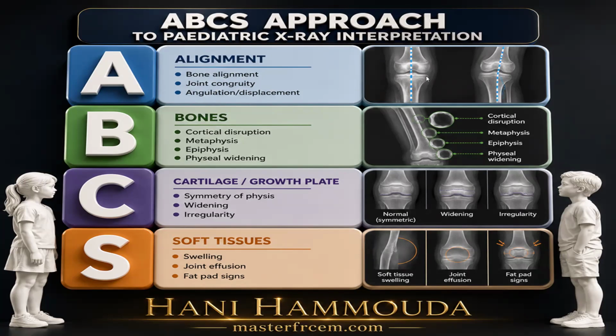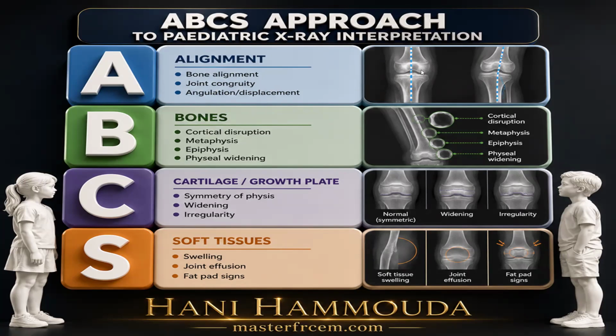So what does congruity mean? The widening here is the same as the widening here, the same widening here. Easy. Joint congruity. Angulation, displacement: any angulation or any displacement. Then the bones. Check cortical disruption.